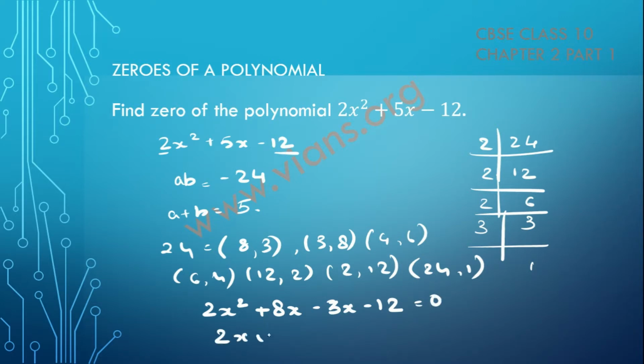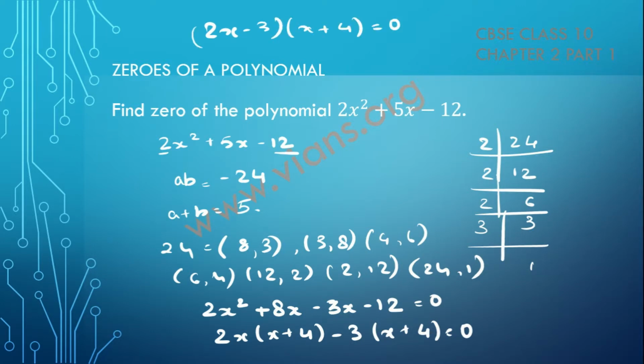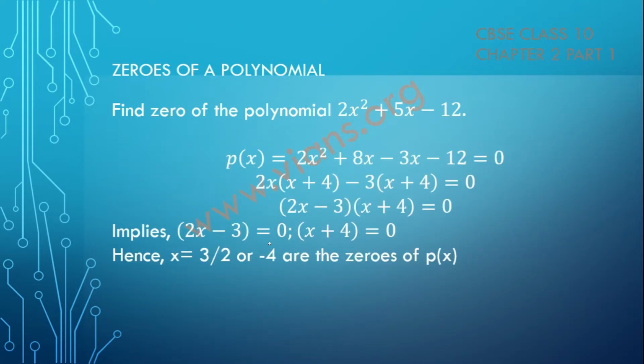This can be written as (x + 4)(2x - 3) = 0. When you factorize this, it can be written as 2x minus 3 times x plus 4 is equal to 0. In short, x is equal to 3 by 2 or minus 4. If you've noticed, these are the zeros of the polynomial, and that's what I've got over here also. So x is equal to 3 by 2 or minus 4, just in case you're not able to understand my handwriting. So this is how you define zeros of a polynomial.